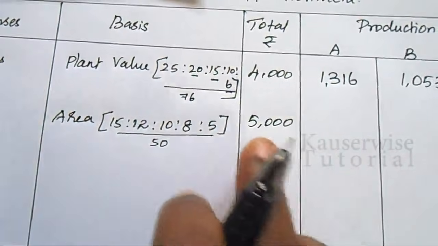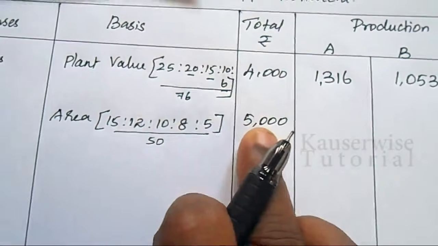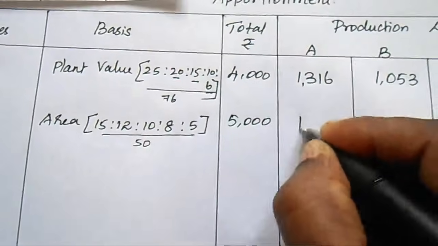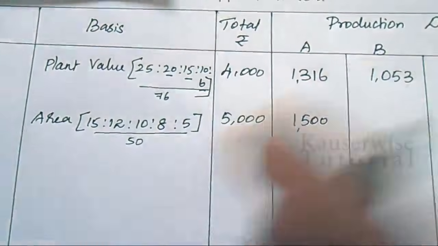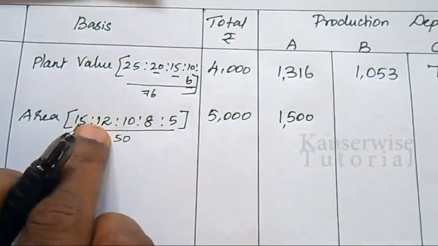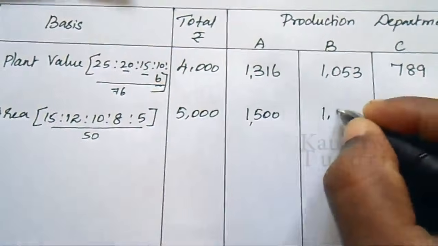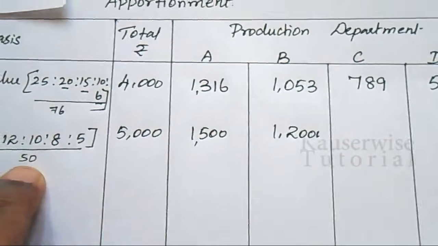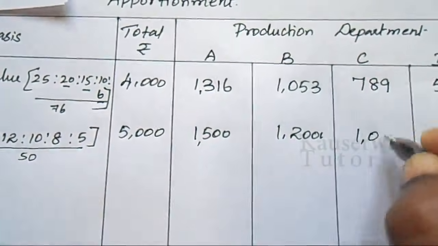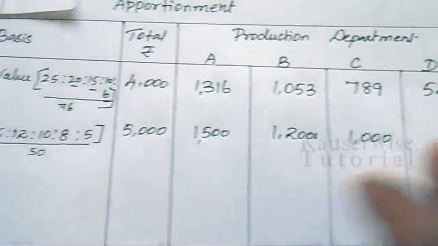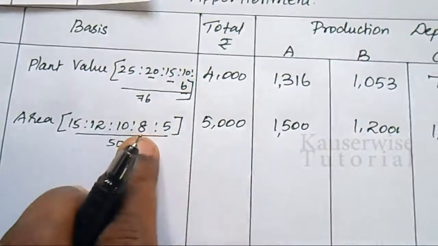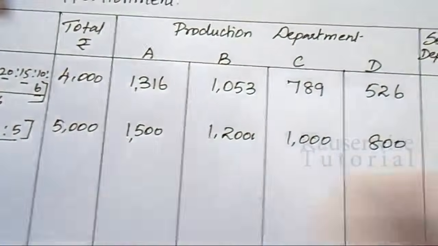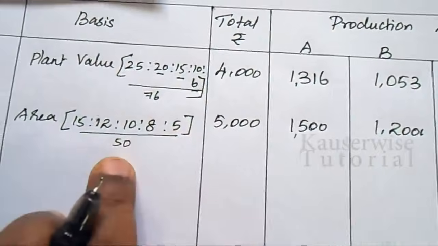Now just calculate 5,000 into A. Department A is 15 by 50: 1,500. For B, 5,000 into 12 by 50: 1,200. For C, 5,000 into 10 by 50: 1,000. For D, 5,000 into 8 by 50. For E, 5,000 into 5 by 50.